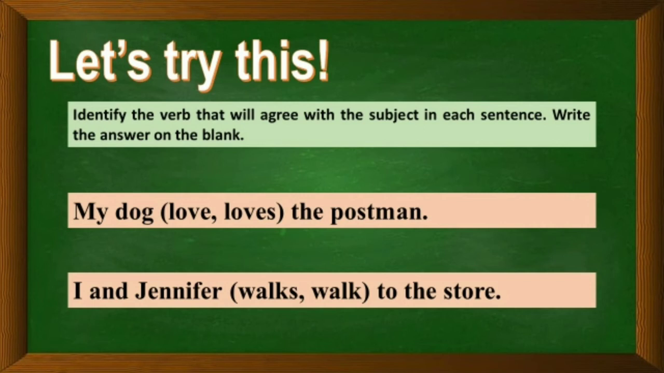We also have the second sentence. I and Jennifer walk to the store. We have I and Jennifer as the subject in this sentence, and it is a plural subject. So therefore, you have to take a plural verb, and between walk and walks, the plural verb is walk. So therefore, you have to write the verb walk on the blank.